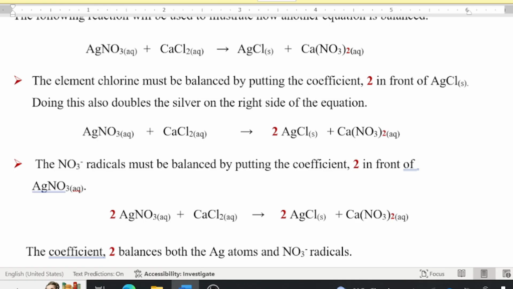But check on this side, look. Because it's calcium nitrate, you have a 2 there, okay? A subscript of 2 means you have 2 nitrates. Check it out now. So you have 2 silver, 2 nitrates, 1 calcium, 2 chlorines.